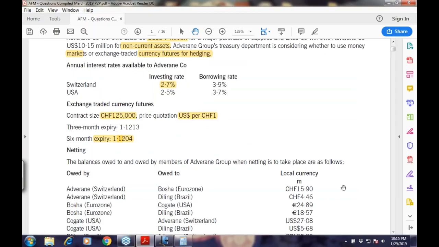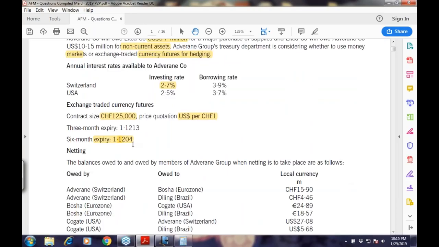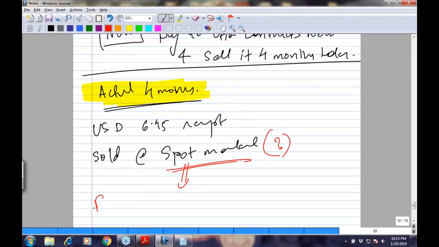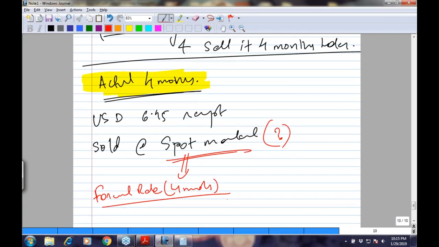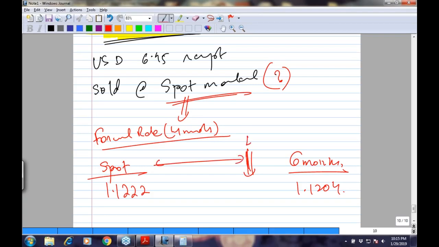We are being given the spot rate, and we have been given the rate for 3 months, and we have been given the rate for 6 months. So what you could do is estimate the forward rate, which is from 4 months from now. How would you estimate the forward rate? Let's try to understand. The spot rate right now is 1.1222. The 6 month future contract is showing a rate of 1.1204. And we need to have the expected spot rate, which is going to be 4 months from now.